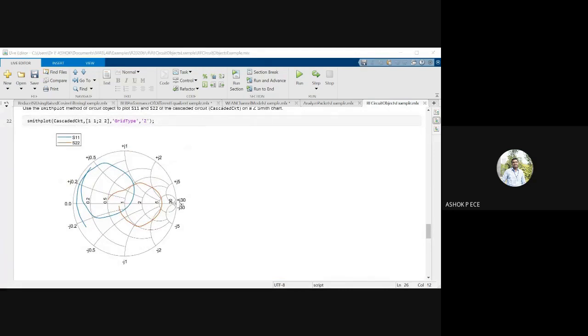This is another example where we have seen how to cascade different RF elements at high frequency, measure the frequency response, and see all the properties of the RF circuit. Okay, so that is the example we have seen here.